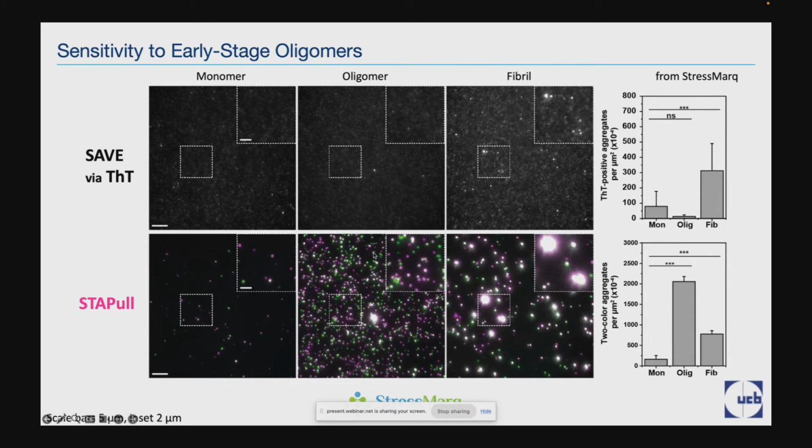So even though these oligomers aren't thioflavin T active because they don't have extended beta sheet content, they do contain many oligomers, and we can then detect them using the two-color approach. So we can really see these earlier species. If we then count the number of fibrils using the same approach, we can see that we also detect fibrils. So this staple approach allows us to detect fibrils and early oligomers. So we're detecting a wider array of molecules using this, all different aggregates.